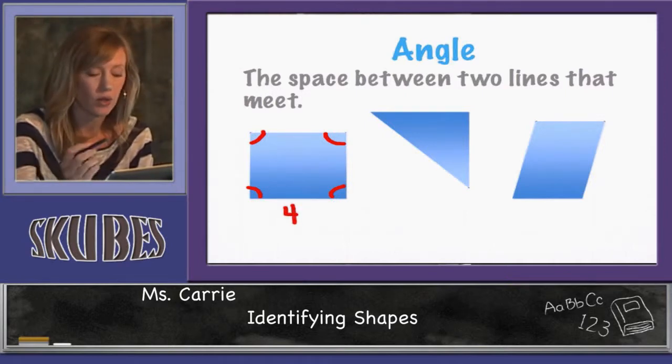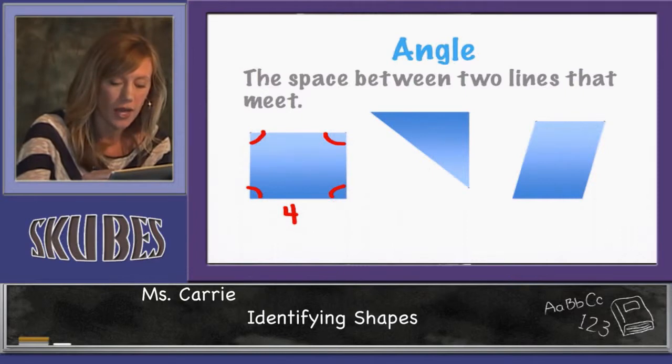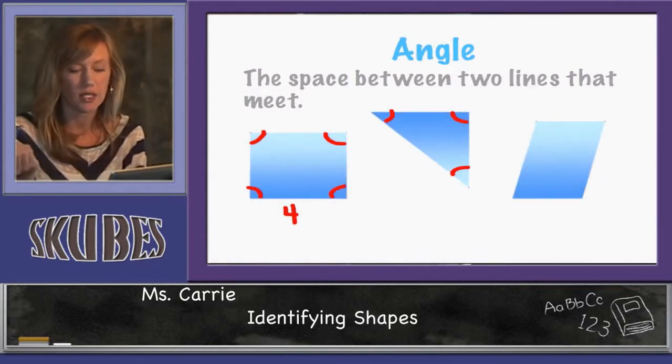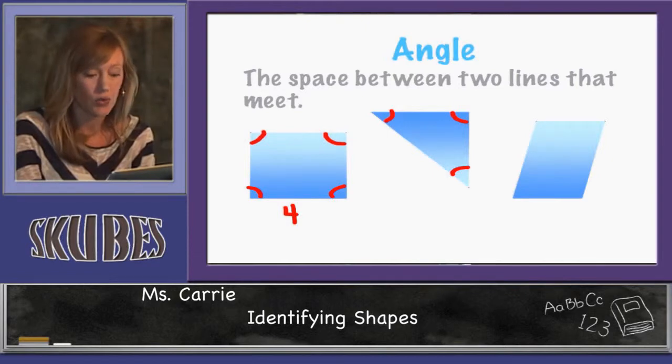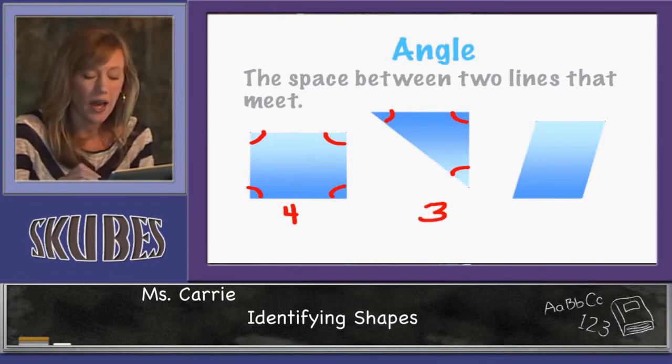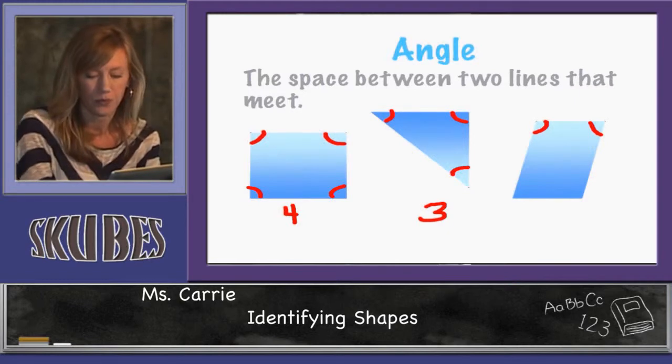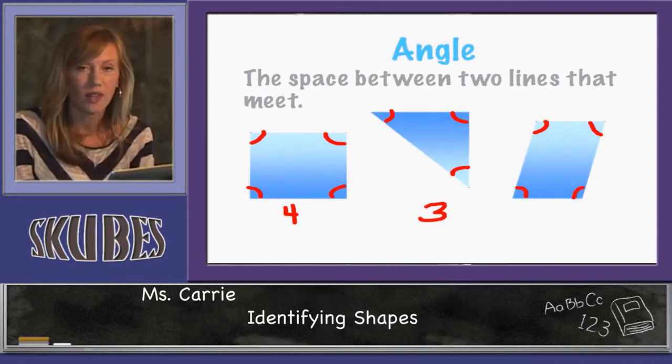Let's look at a triangle. Well, here's 2 lines that meet, and here's the space between them. Here's the space between the 2 lines here, and the space between the 2 lines here. So a triangle has 3 angles. When we look at this quadrilateral, we see a space here where the lines meet, a space here, a space here, and one here. So this quadrilateral has 4 angles.